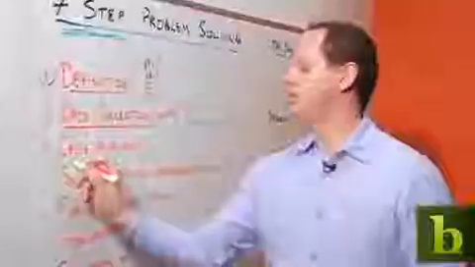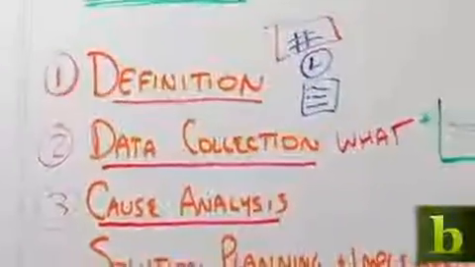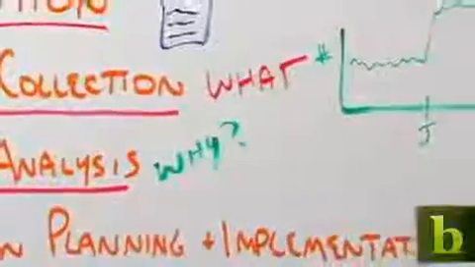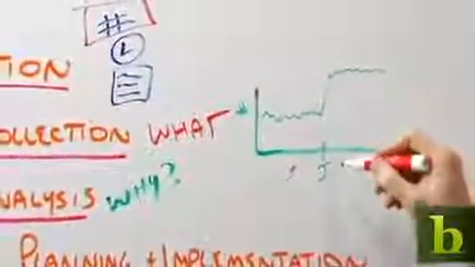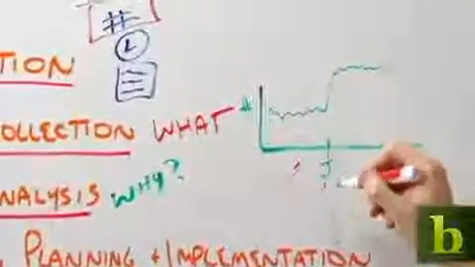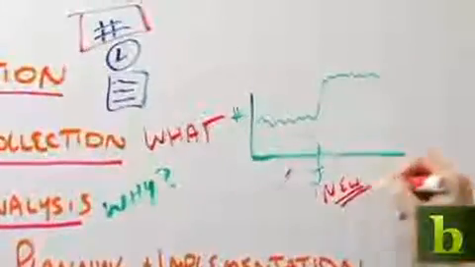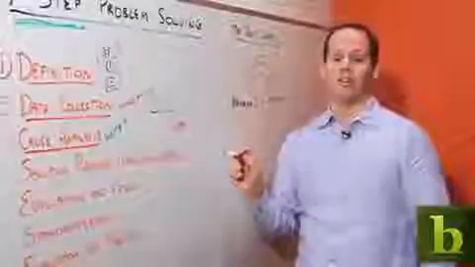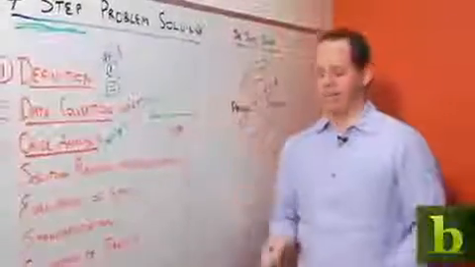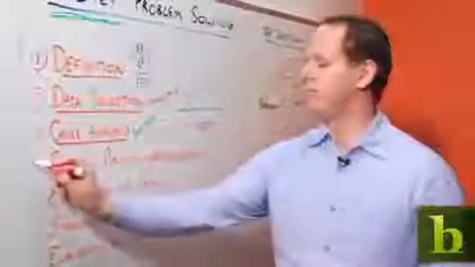Step 3 is cause analysis. Cause analysis, of course, answers the question of why? What's going on here? So we might go back up to this data and we might say, you know what, it turns out right at this same time, we had a new product introduced, started shipping to the customer, and a lot of the calls are about that product. Now we're getting somewhere. Now we're ready for step 4.